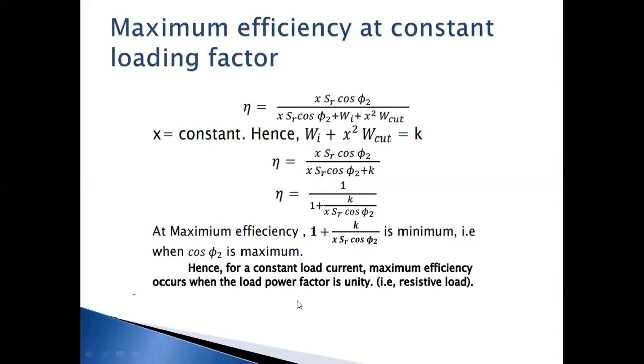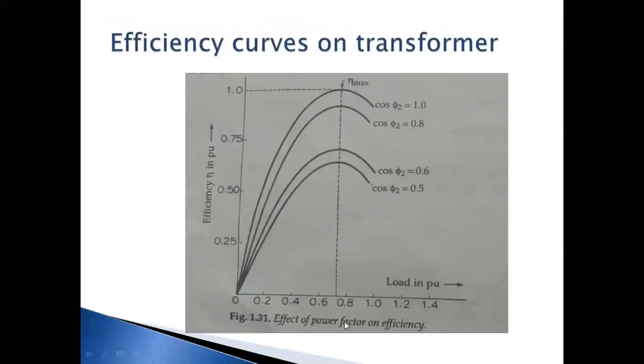Hence, for the constant load current, maximum efficiency occurs when the load power factor is unity, that is called the resistive load. When this one is minimum, the efficiency is maximum, and this one is minimum when this part is maximum. This part is maximum, unity, when it is the resistive load. So for the resistive load, the maximum efficiency occurs. Now these are the efficiency curves of a transformer.